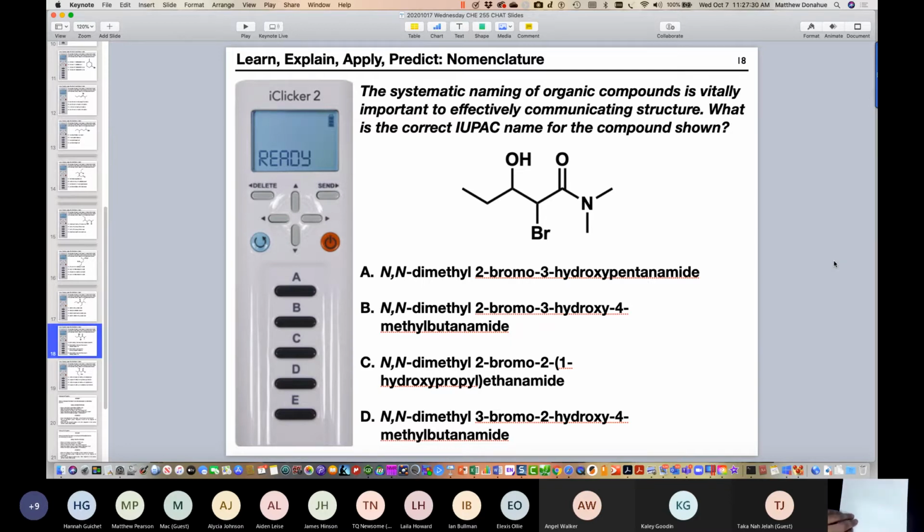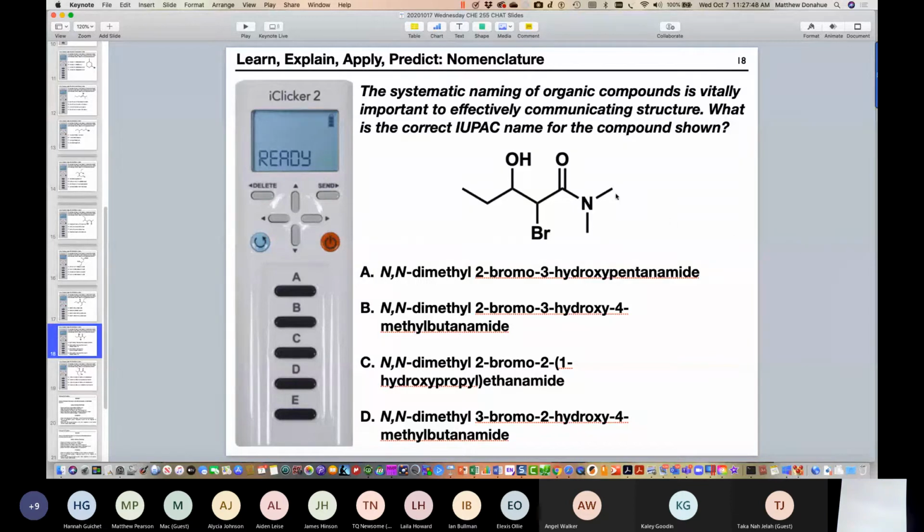So yeah, I think A is definitely the correct answer, and the fact that you arrived at that indicates to me that you have a firm understanding of the logic of the rules of nomenclature.